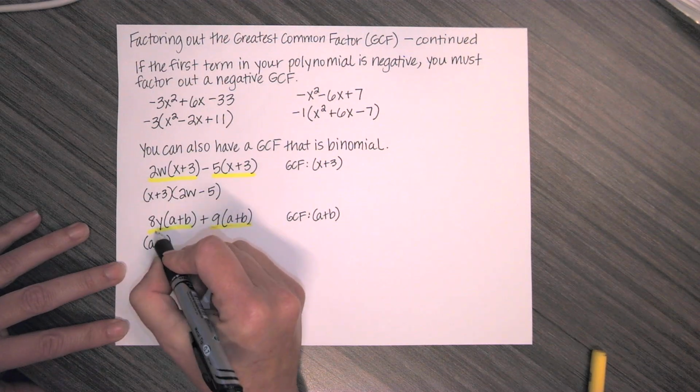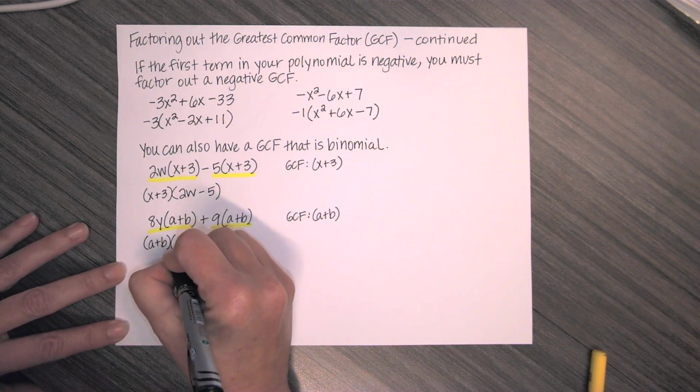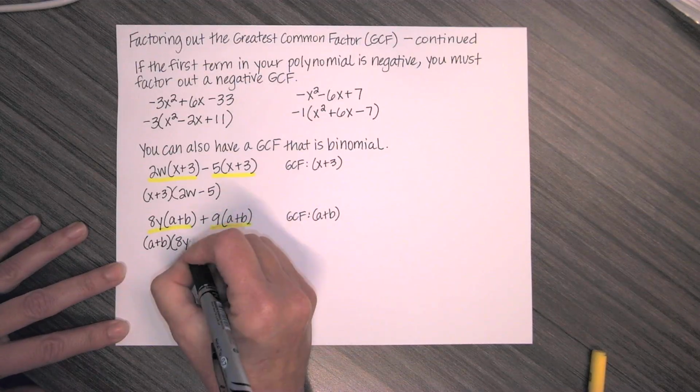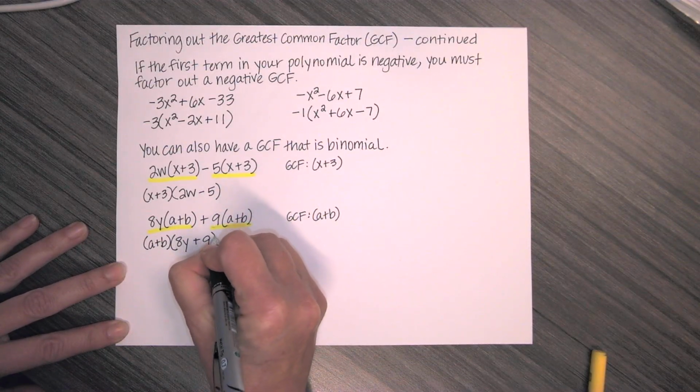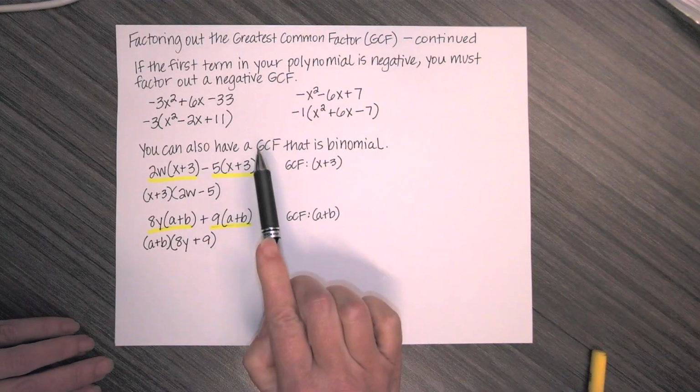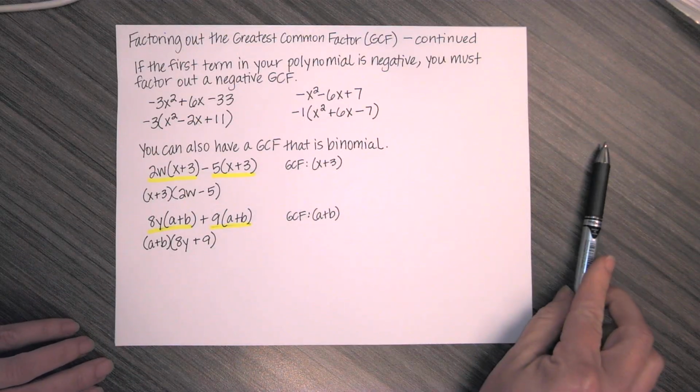If we take an a plus b out of this first group, we're left with an 8y. If we take an a plus b out of this second group, we're left with a positive 9. And that is how you factor out a greatest common factor that is a binomial.